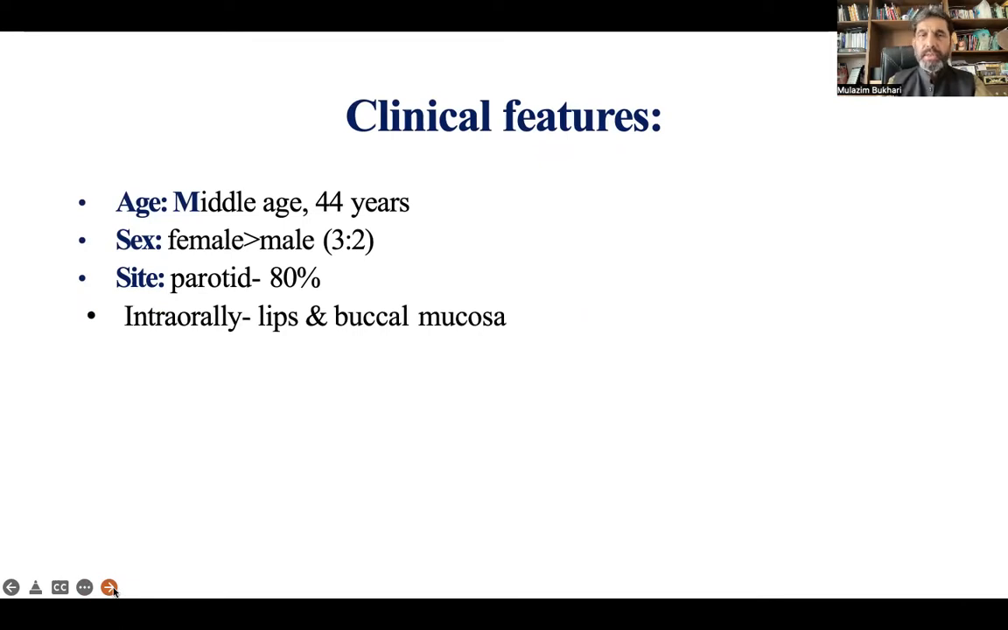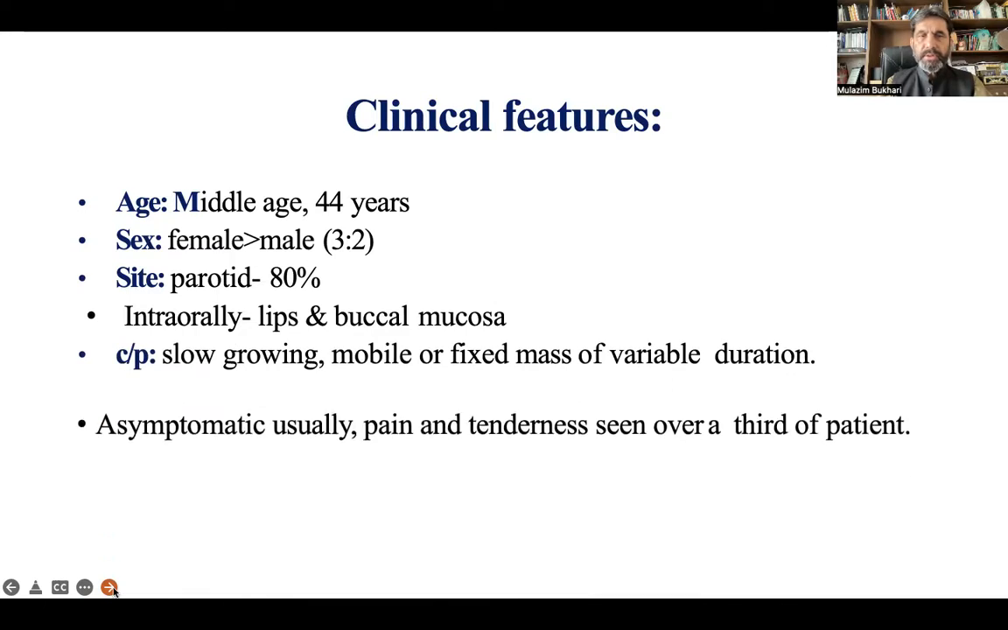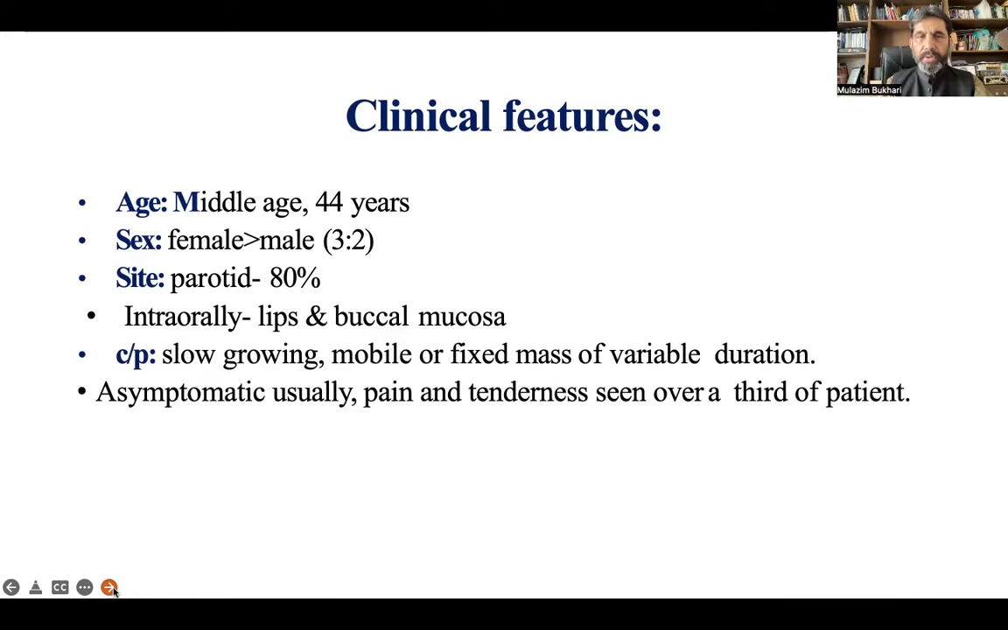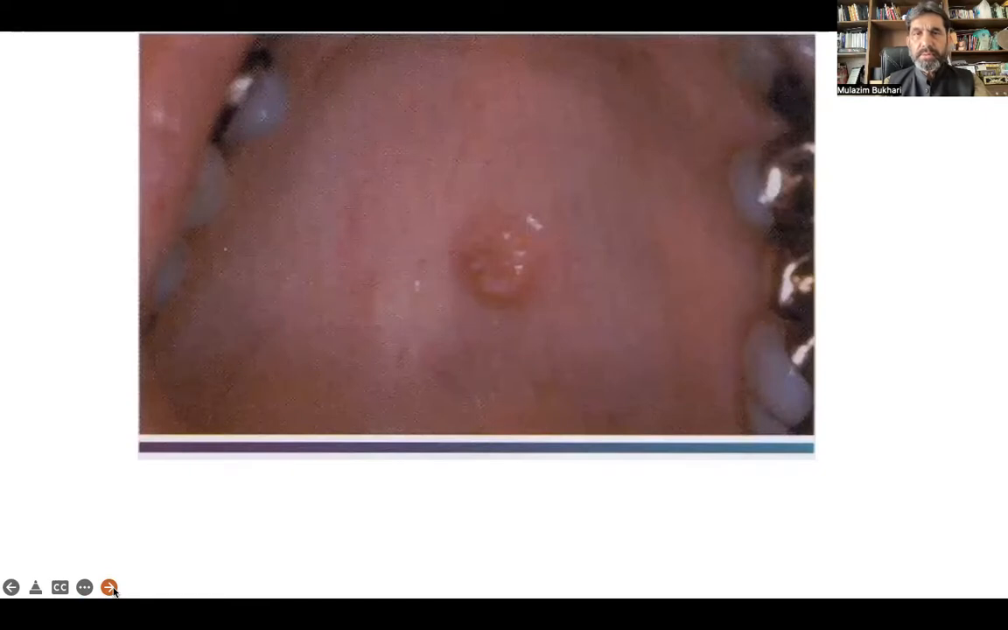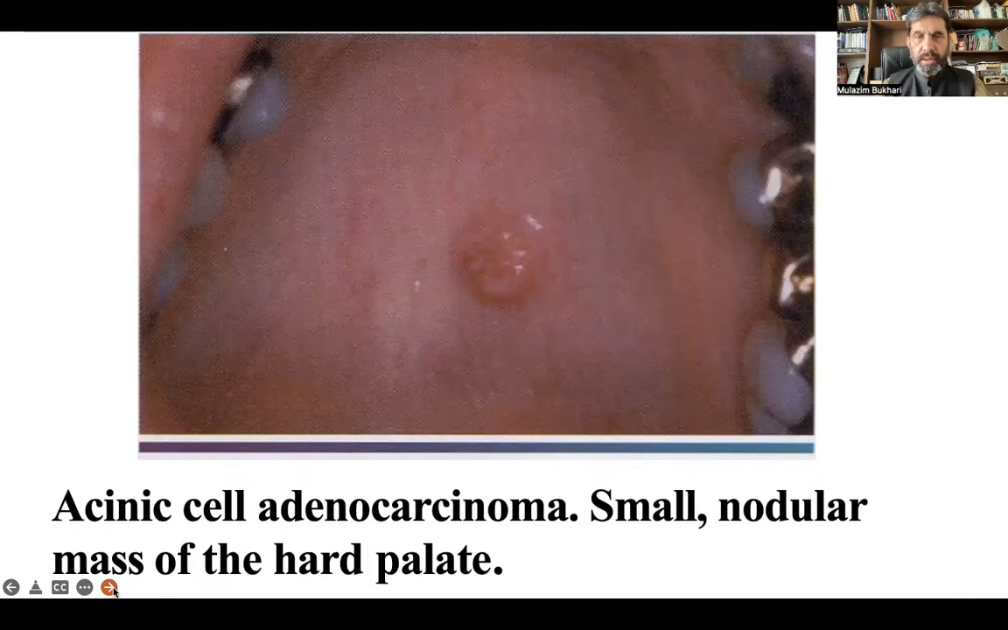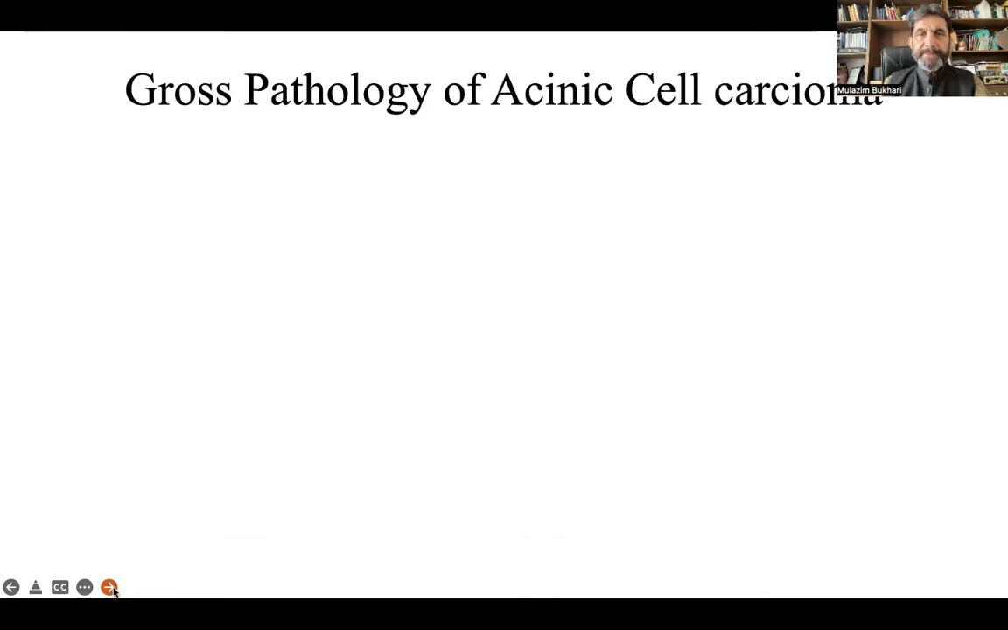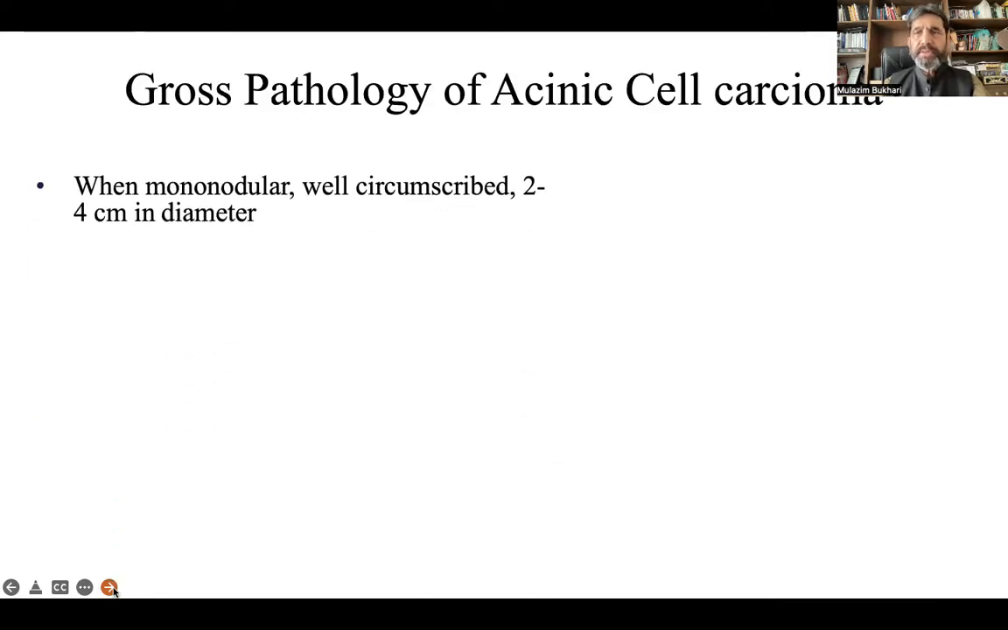Maybe, as I have told you, in other areas of the minor salivary glands, buccal and lip regions, with variable durations. It is asymptomatic and painless, though symptoms of facial nerve weakness may appear when the tumor size is enlarged. Bilateral tumor can be seen in some cases. This is the buccal area: a well circumscribed mass, but no necrosis. Acinic carcinoma on the hard palate. The gross size is about 2 to 3 centimeters in diameter. Usually it is a single focus, maybe multinodular.